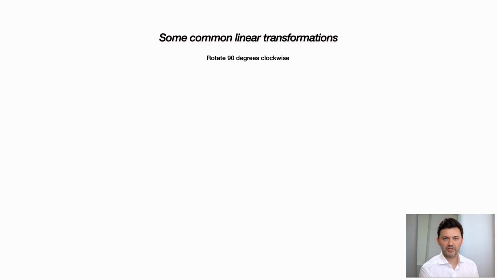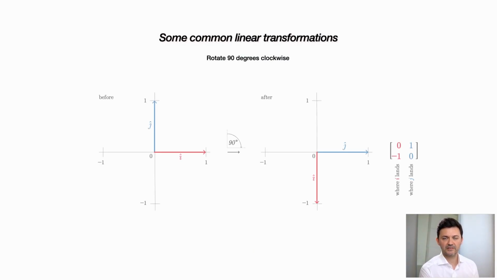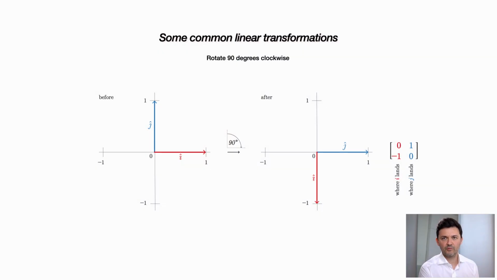Let's say that we wanted to rotate the whole space 90 degrees clockwise. On the left is our original space, and on the right is our transformed space. As you can see, both i hat and j hat are rotated around the origin by 90 degrees. So the only thing that we need to do to describe this transformation is to capture their new projections. So i new will now be located at the coordinates 0 and -1, while the new j will be at the coordinates 1 and 0. So we can use this matrix to encode this rotation.